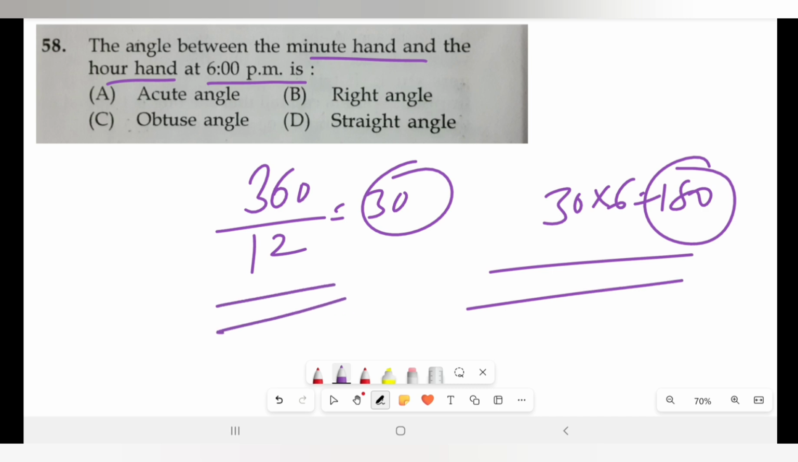But imagine how students solved this problem. The student just saw an analog clock in the examination hall, imagined the position of the minute hand and the hour hand, and predicted it is a straight angle, right? So sometimes students are very clever than teachers, right?